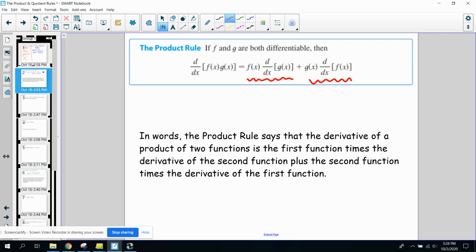Now, because we're adding these two together, the order does not matter. So if you're trying to remember the product rule and you flip-flop it somehow and say it's the second one times the derivative of the first plus the first times the derivative of the second, you're going to end up with the same answer because you're adding. So the order does not matter, but typically the way we say it is the first one first, times the derivative of the second.